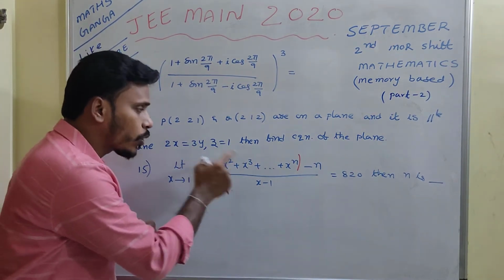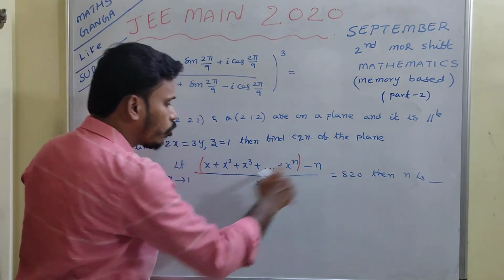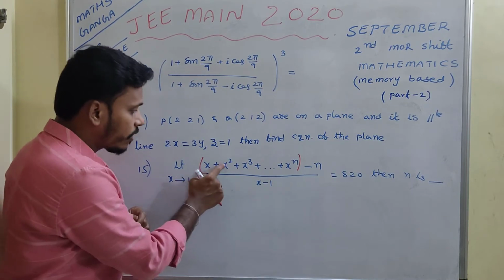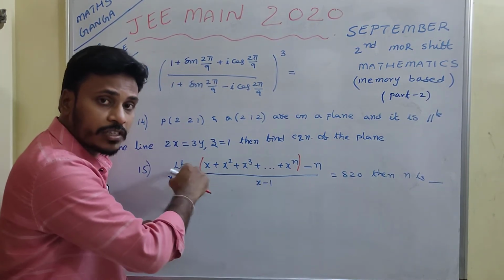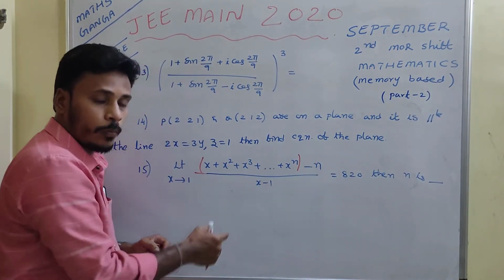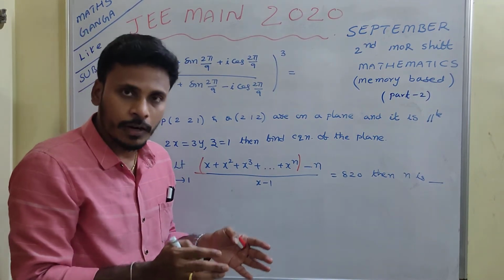If you replace x with 1, you easily get 0 in the numerator and 0 in the denominator. If you replace x with 1, every term is 1. 1 plus 1, n times, is n. n minus n is 0, and the denominator is 1 minus 1, which is 0. So it is 0 by 0, which is not defined in mathematics and is an indeterminate form.